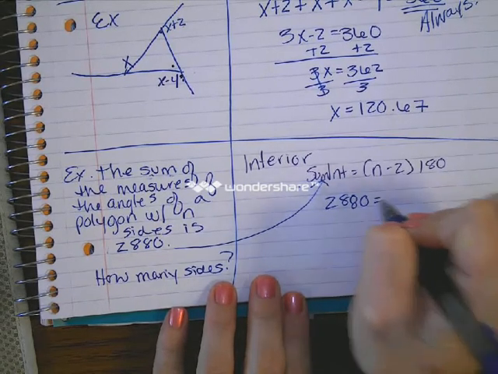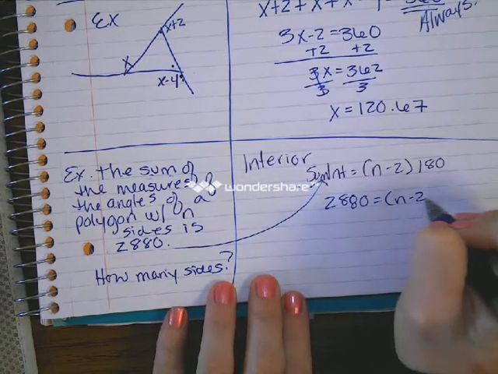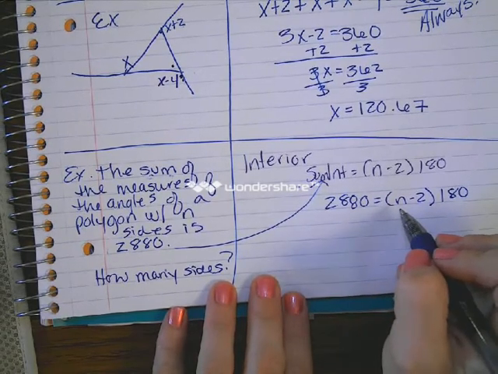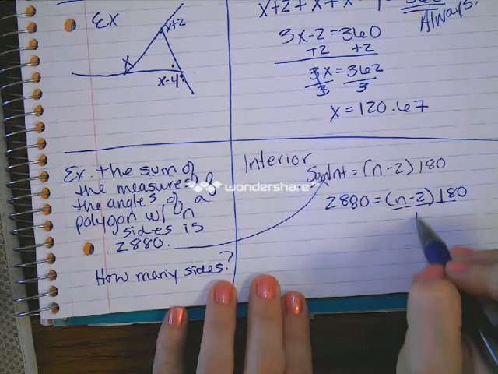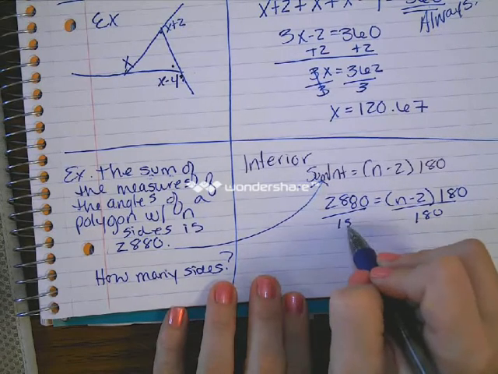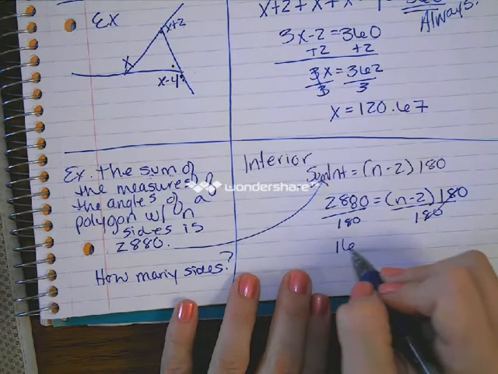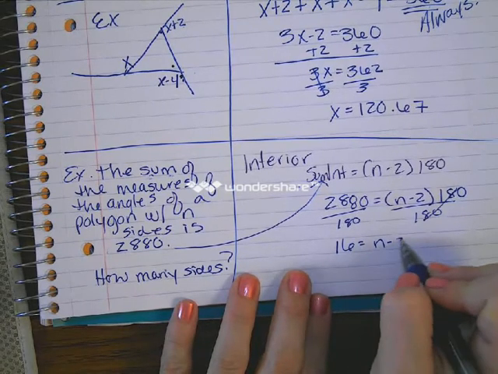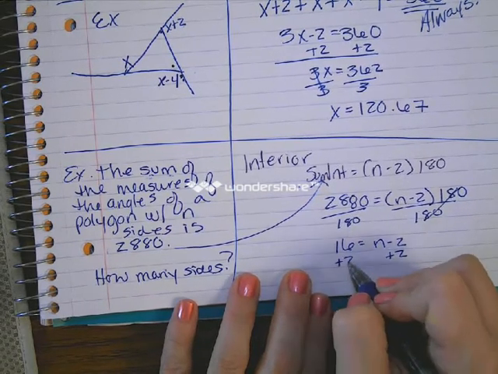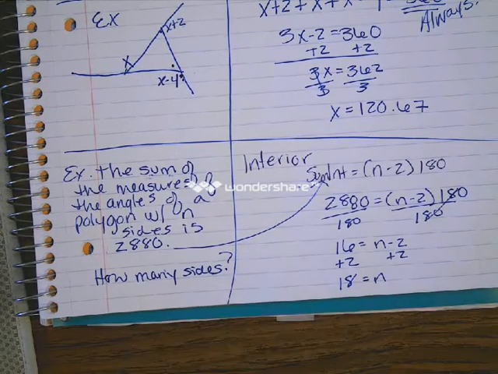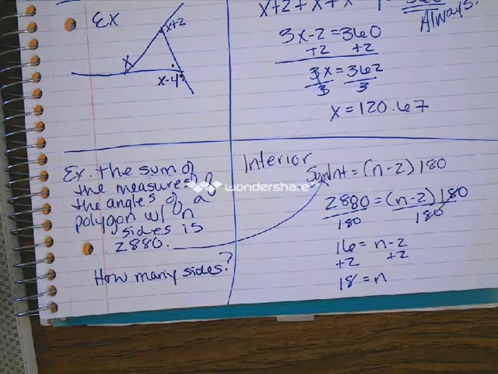Okay. Divide by 180. That gives me 16 equals n minus 2. Add 2. So in this case, there were 18 sides. So be prepared on the homework not only to be able to use these formulas directly, but also indirectly, plugging in for the answer and then doing the problem backwards and solving for the n. Okay, that's it.